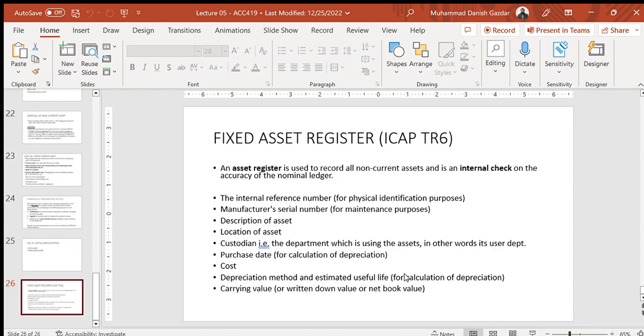And the last topic in this session is the fixed asset register, which means that all the fixed assets are required to be kept in a register which should have these fields. For example, it should have a manufacturer serial number, description of asset, location, custodian, who is using that asset, who is the user department, the purchase date of the asset, cost, depreciation method, and carrying value. So anyone who has a fixed asset register can easily assess the fixed asset position and can locate the asset with all relevant details.